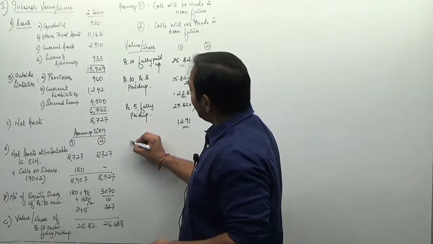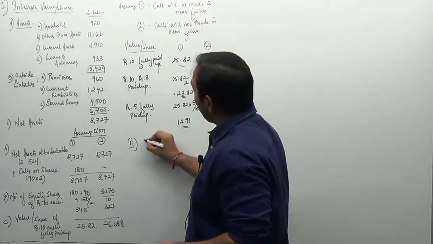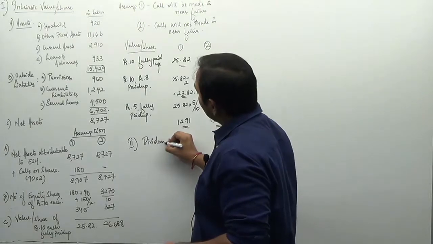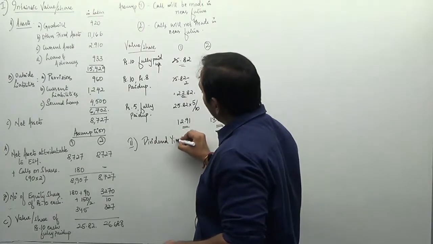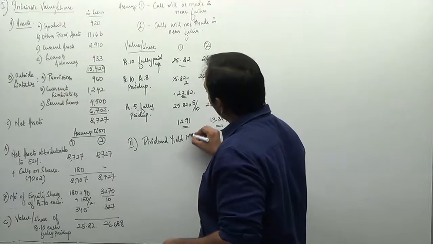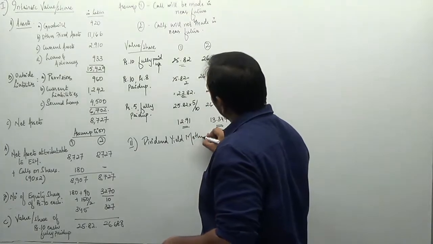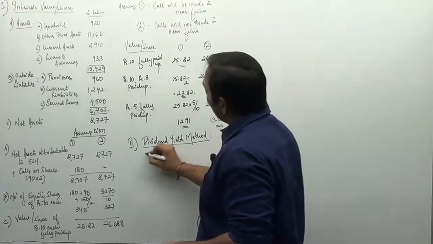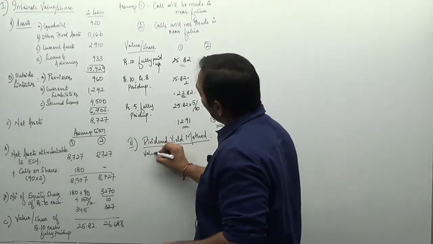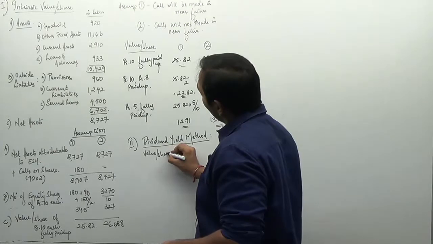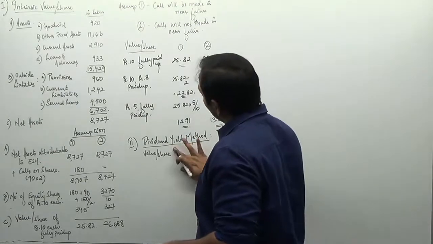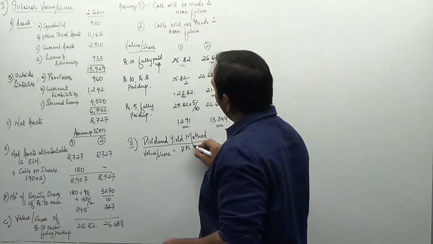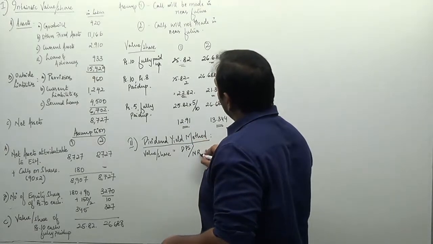Let's go to the second method. Here I don't have assumptions, guys. Second method is dividend yield method. How do you calculate as per dividend yield method? Value per share is equal to DPS by NRR.